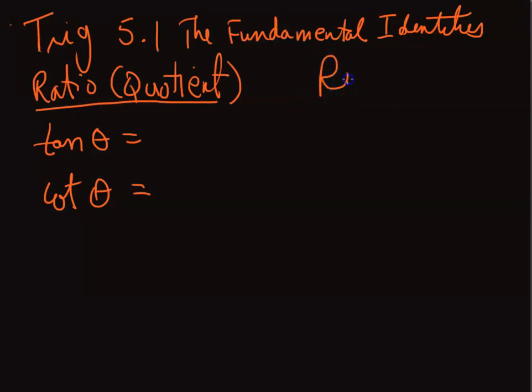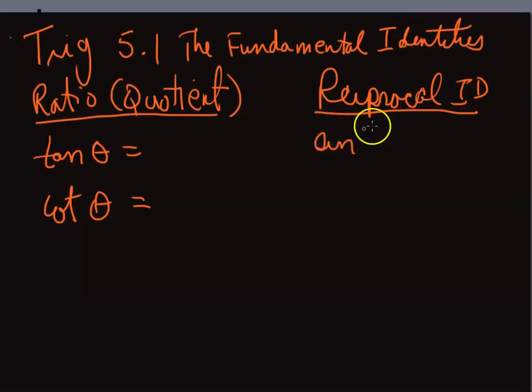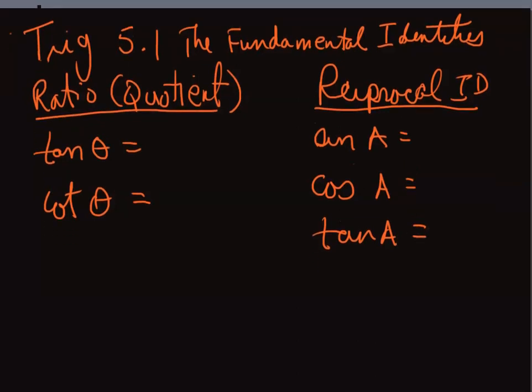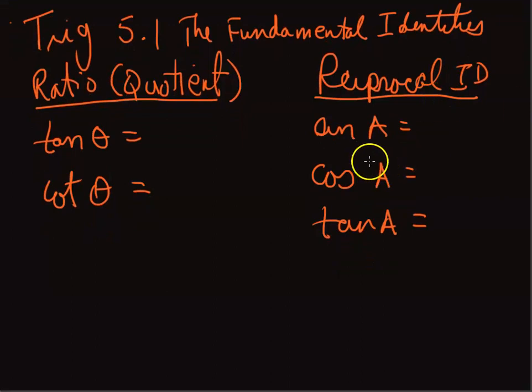The reciprocal identities: the sine of A, the cosine of A, and the tangent of A. Let's move this back up.